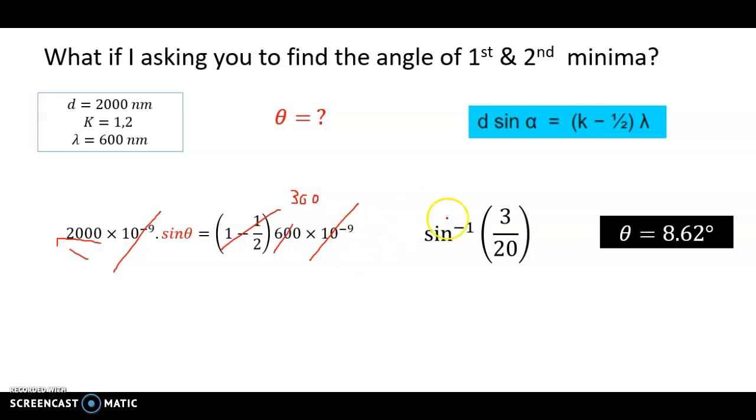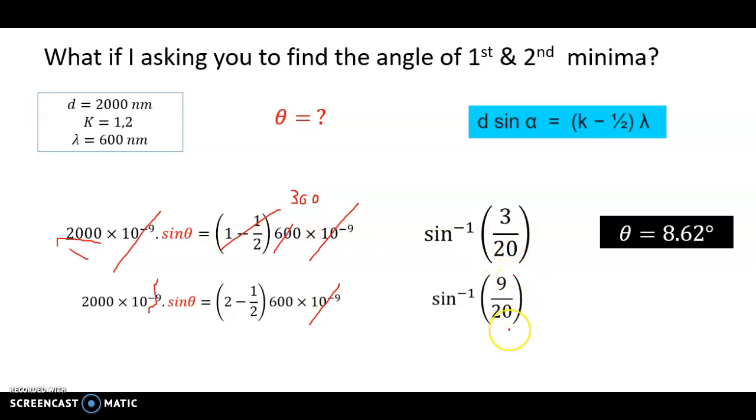In the same manner, for the second minima, 2000 nanometers, again I cancel negative 9 from each side. 2 minus half is 3 over 2, and 3 over 2 times 600 would be 900. Divide 900 over 2000, it will become 9 over 20. Shift sine 9 over 20, you will get theta equal 26.74 degrees.